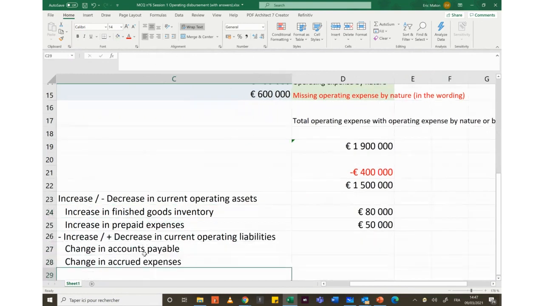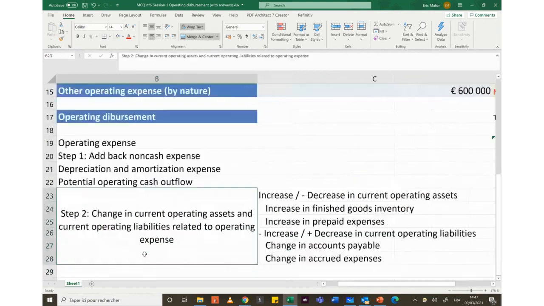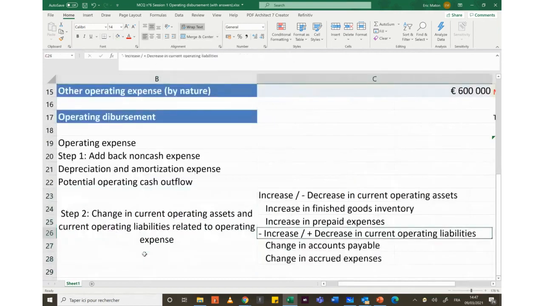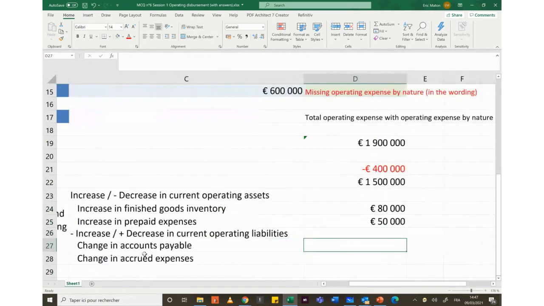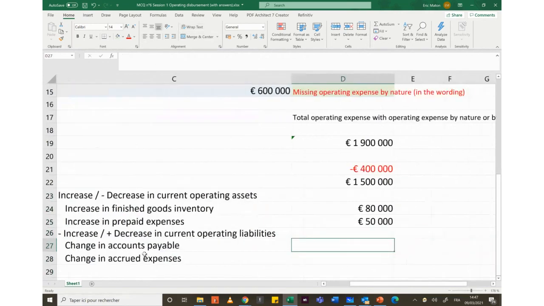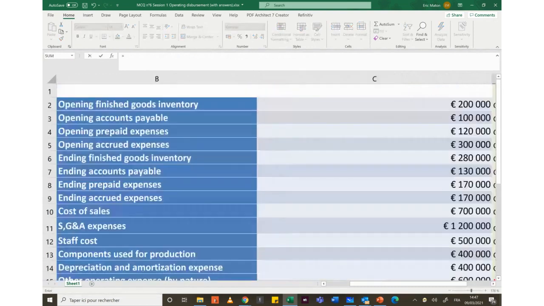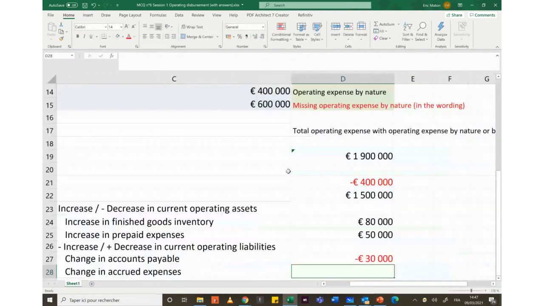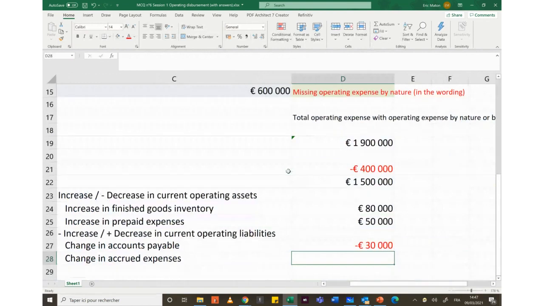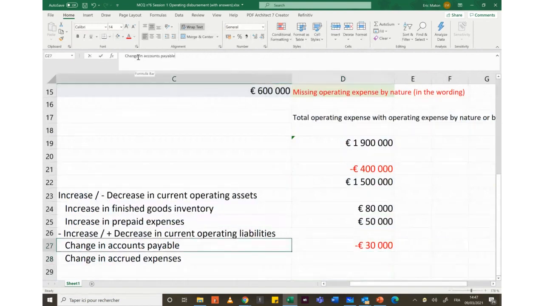Now, in the accounts payable, it's the reverse. When I increase the liabilities, it means I don't pay. I will pay later. So what I do, it's opening minus ending. For the accounts payable, I need opening minus ending. It's a minus, so it means I have an increase. So here it's a minus increase.